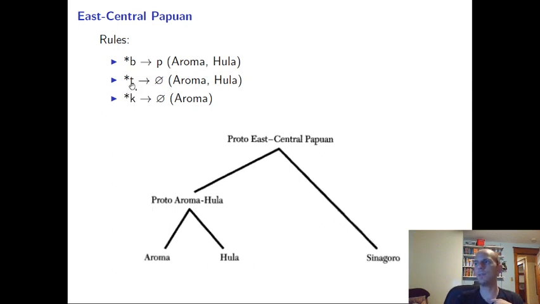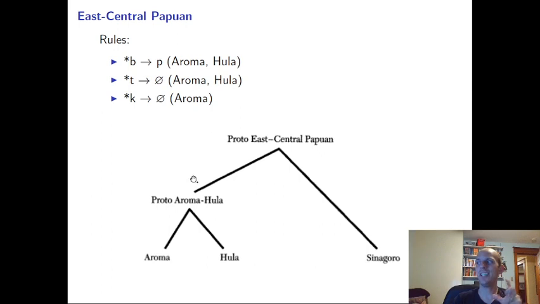And we see the exact same thing happening for the loss of T. T goes to null. That happened also up here, not down here and down here. It only happened one time. This one, K goes to null, is something that happened down here, also just one time. That's what separates Aroma and Hula. All right? An important distinction here is that it's the shared changes that are determining what languages are most closely related.